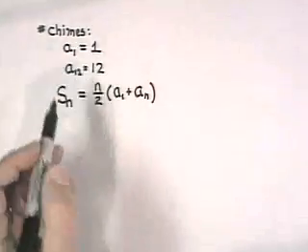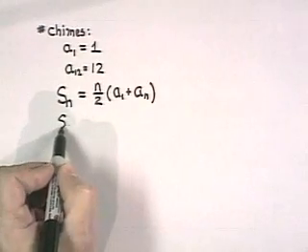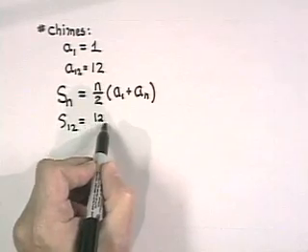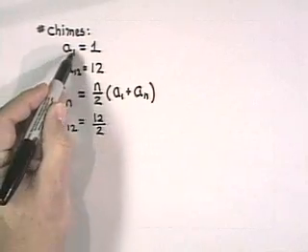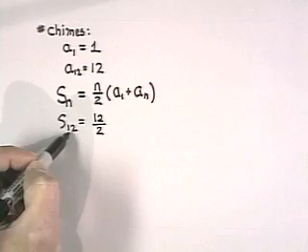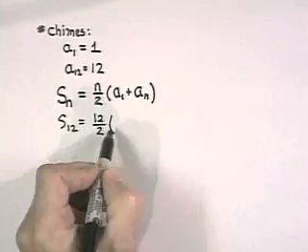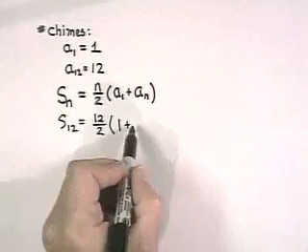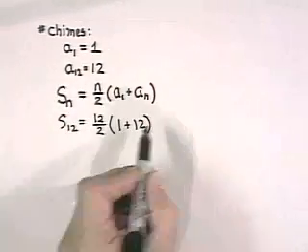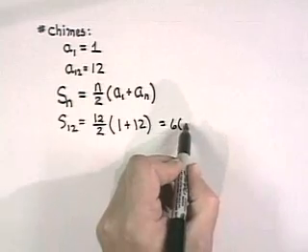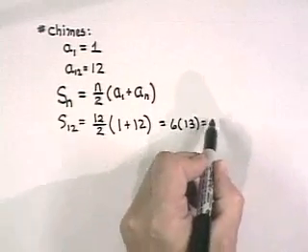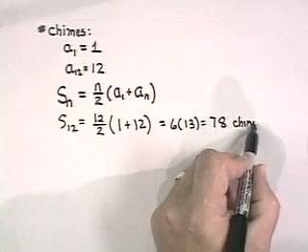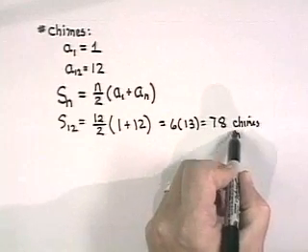So in 12 hours, the 12th sum is 12 over 2, because we have 12 hours. That means we're looking at 12 terms. And a sub 1 is 1, and a sub n is 12. That will give us 6 times 13, which is 78. Now there are 78 chimes in 12 hours.